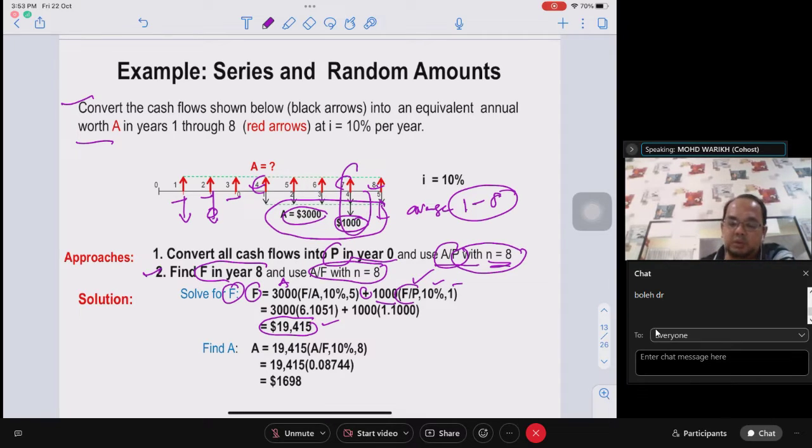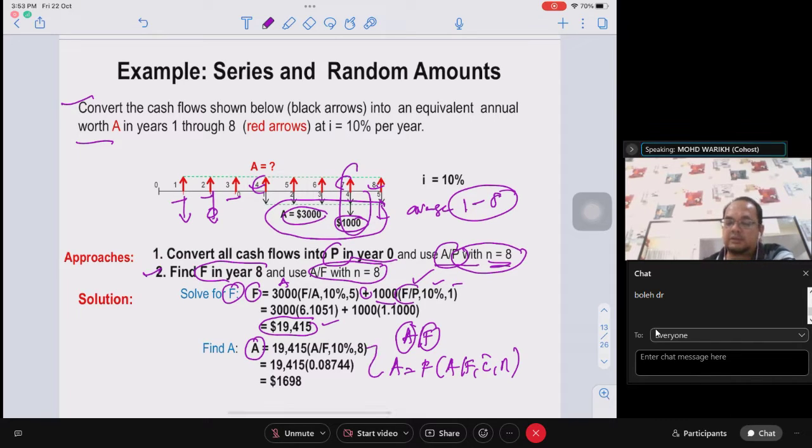So you ask about the A average from year 1 until year 8. So use the A over F. So you have to find A, F is given. So A, AF for this one. So the last answer you will get 1,698 ringgit.